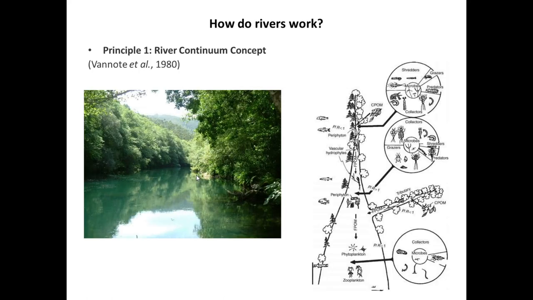The first of these is quite an old principle, but completely applicable today: the river continuum concept from Vannote in 1980, where he explained all the connectivity of the gradients happening from the source of the river to the confluence with another river, or to the place where it debouches into the sea. We have a continuous gradient of different trophic, nutrient and ecological networks.